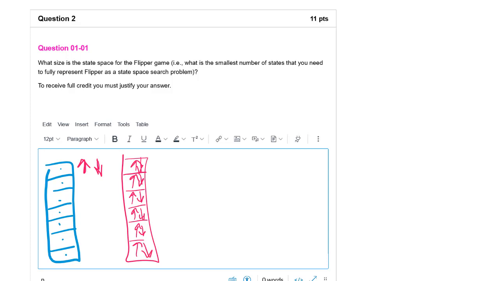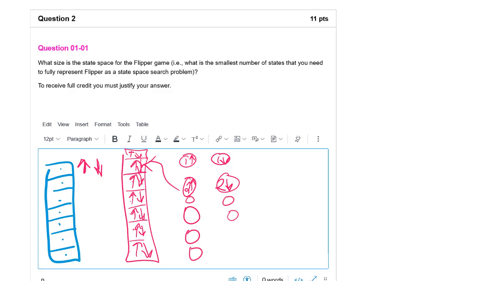So we need a state for each of the arrows pointing up and the arrows pointing down, right? So this might be state 1 with the arrow up, and this is state 1 with the arrow down, and this is state 2 with the arrow up, representing the second space, and state 2 with the arrow down, and so on. So that would give us 14, right? 7 times 2. If I could actually draw 14 of these.